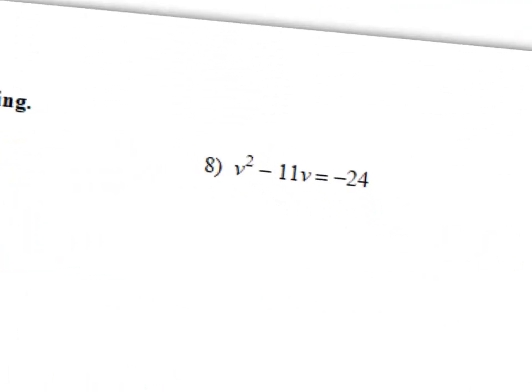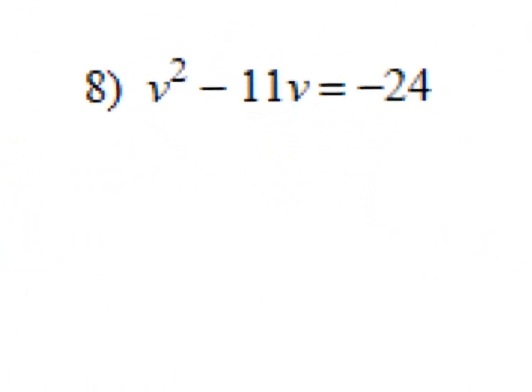Okay, number 8. All right, so when we're doing zero product property, remember we've got to set it equal to 0. So v squared minus 11v plus 24 equals 0. Again, I'm just moving that 24 over to the side. So now I'm looking for factors of 24 that get me negative 11.